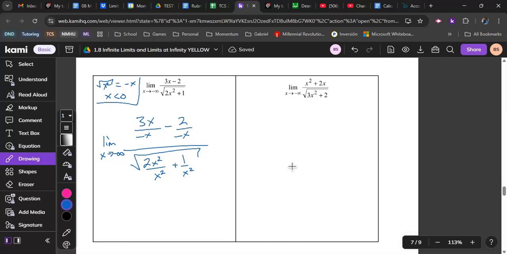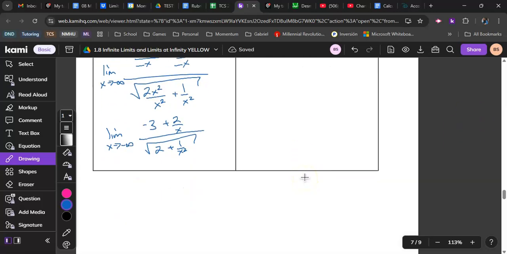Anyways, now I can simplify this. This would be negative 3 plus 2 over x over the square root of 2, because the x squareds cancel, plus 1 over x squared. This is still the limit as x approaches negative infinity. Then I plug in my negative infinity, and this will be negative 3 plus 0 over the square root of 2 plus 0, which is negative 3 over root 2. Americans, well, let's write it vertically, actually. Negative 3.